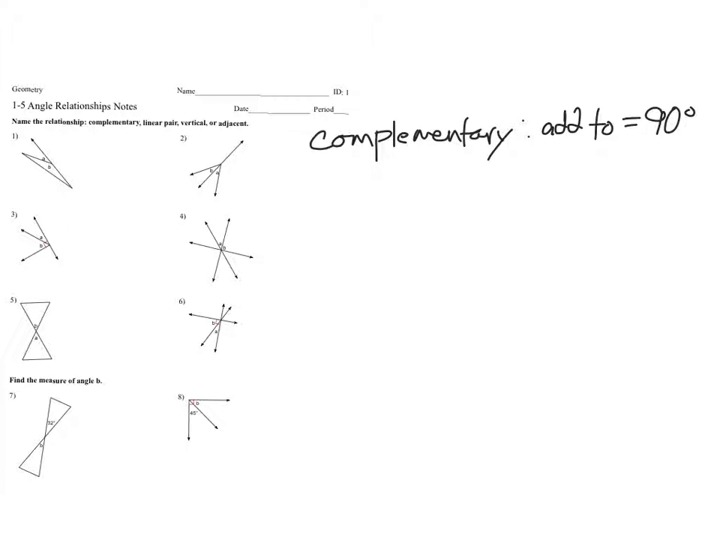So how do you know if something's 90 degrees? Well, it either says 90 or, like we learned in the previous lesson, you're going to look for that box. It means it's a right angle. So we know a right angle is 90 degrees.